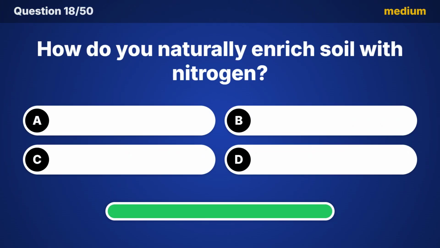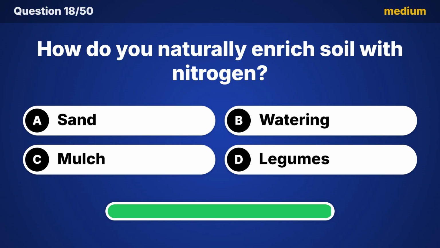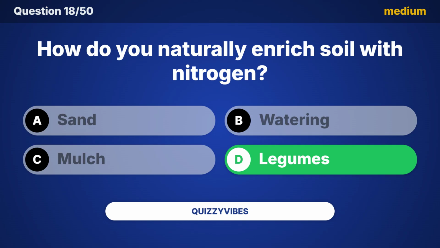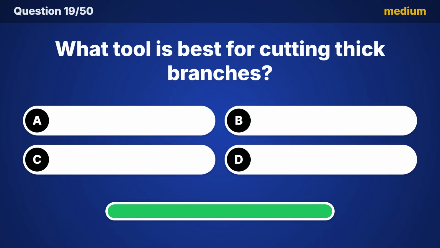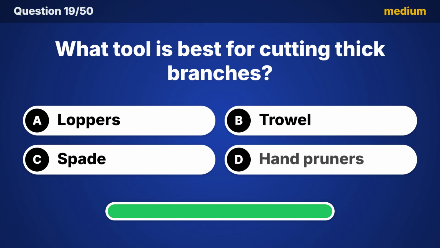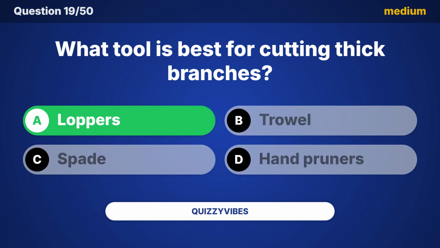How do you naturally enrich soil with nitrogen? The correct choice is legumes. What tool is best for cutting thick branches? Did you guess it? The answer is loppers.